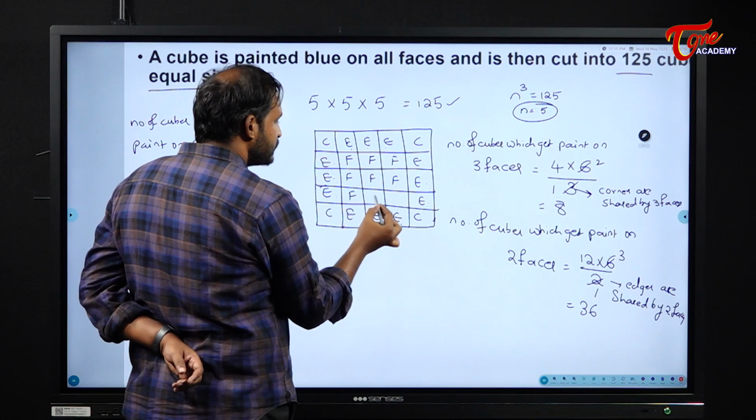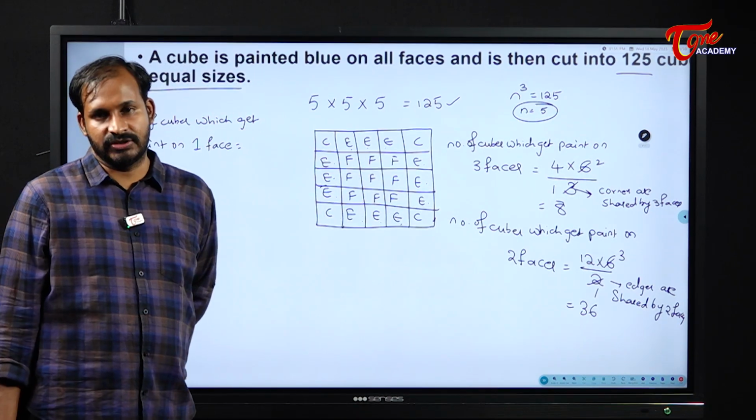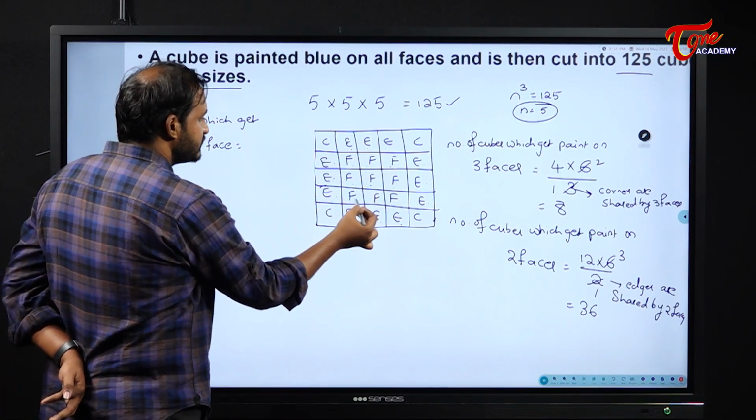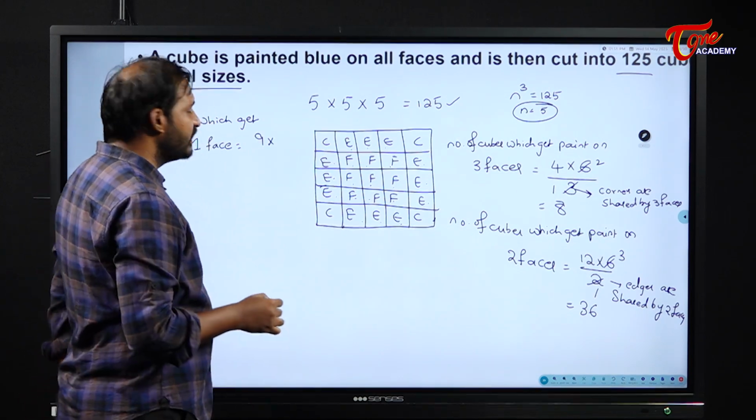These are the face cubes for us. How many face cubes do we have here? Total 9 face cubes. See here: 1, 2, 3, 4, 5, 6, 7, 8, 9. So 9. And into how many faces do I have overall?